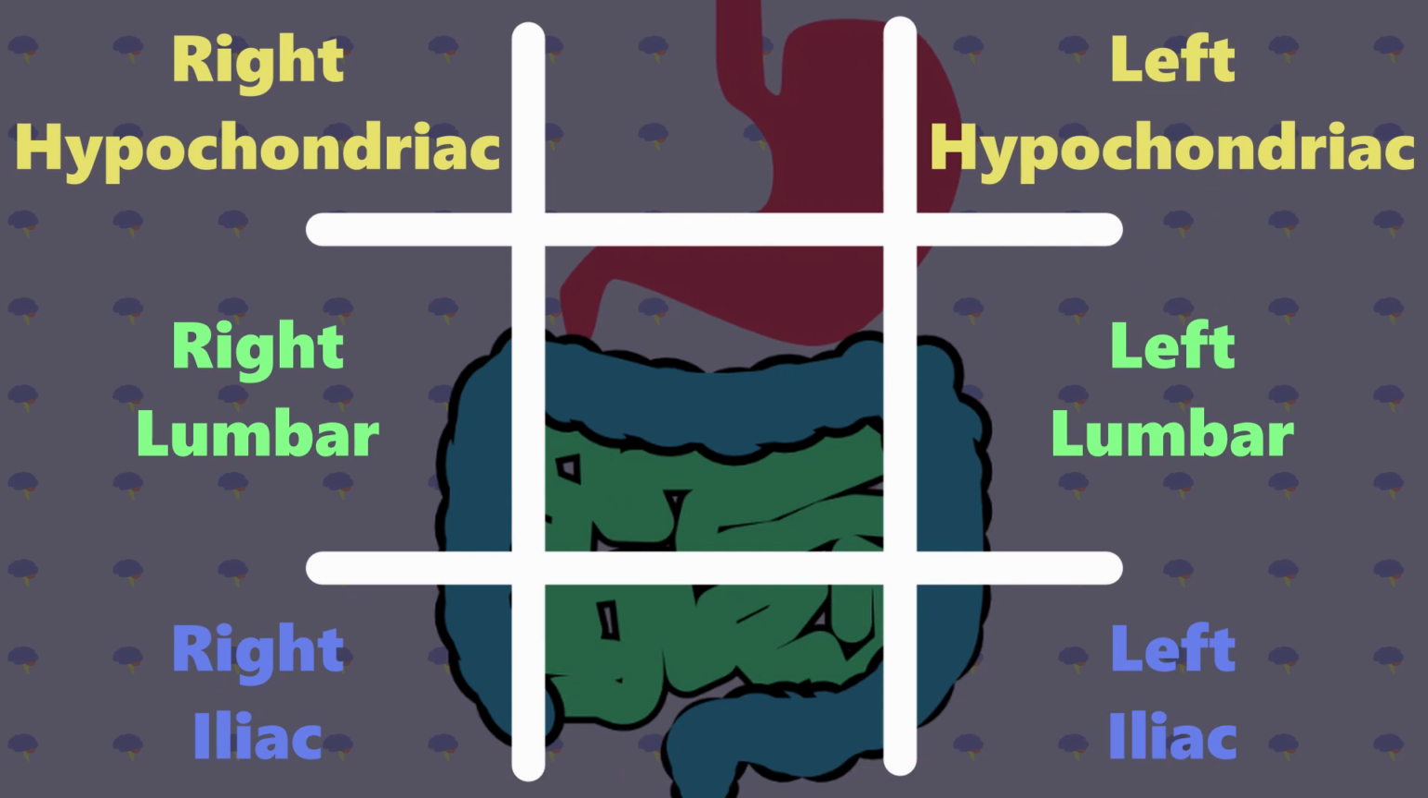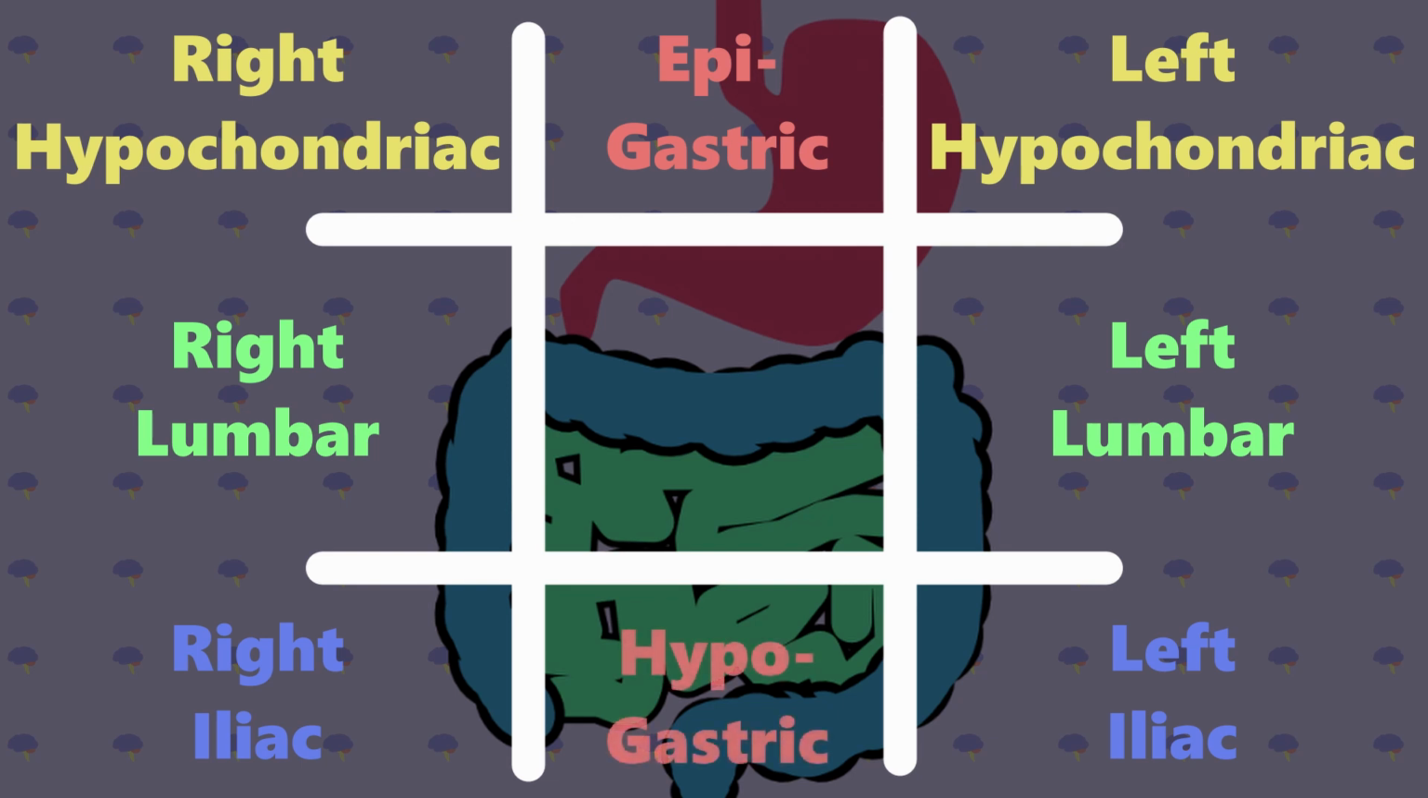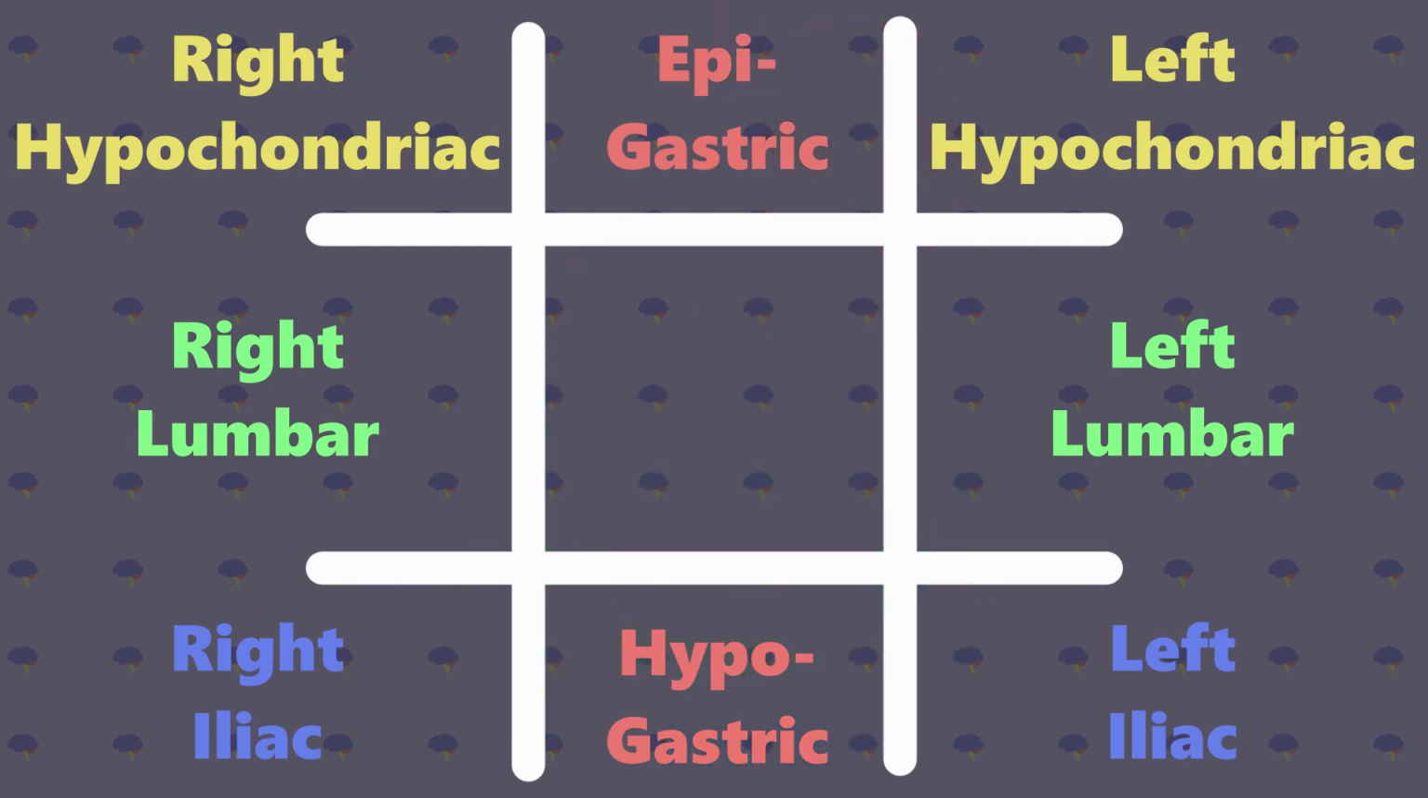The upper and lower center regions are named for your gastrointestinal tract. There's the epigastric region, epi meaning upper, so above your gastrointestinal tract, and the hypogastric region, hypo meaning lower, so the region below your gastrointestinal tract. The very center region is our umbilical region, named simply for where our umbilical cord once attached.